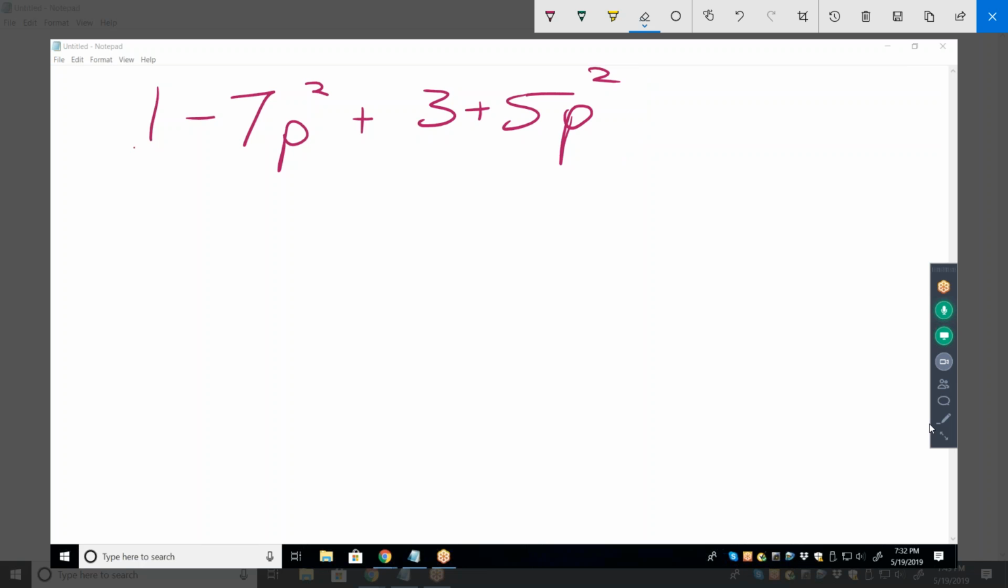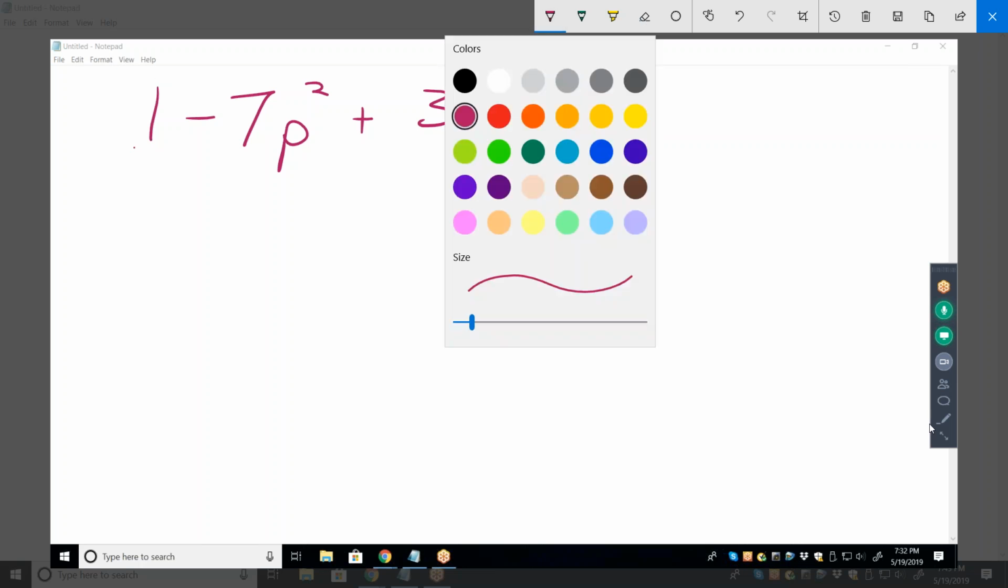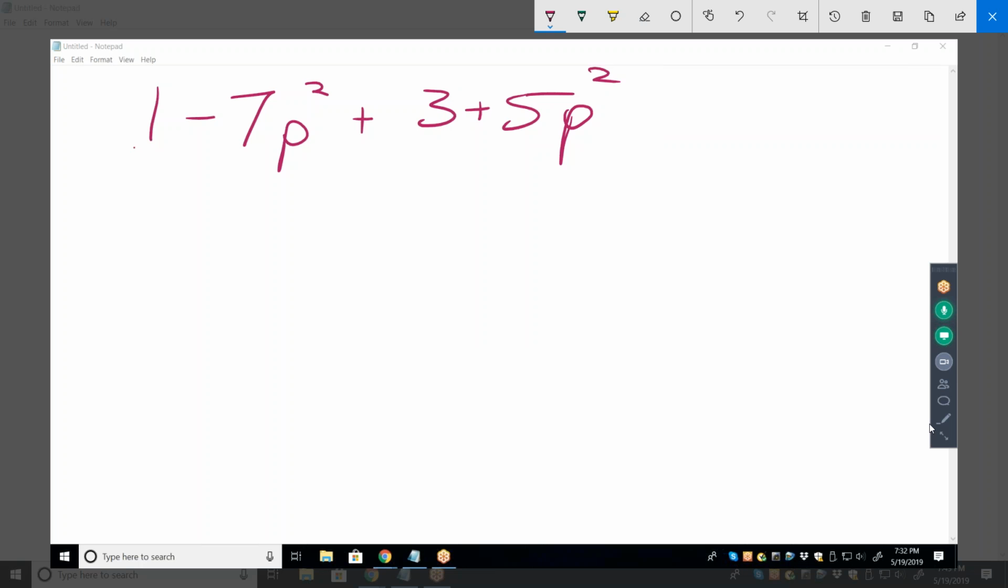Now, you have 4 terms in a polynomial. Combine like terms. Okay, so then it would be 12p to the 4th, right? Hold on. You're not multiplying, remember. It's not going to be p to the 4th. You are not multiplying p squared times p squared anywhere here. You're adding them. Or subtracting, however you want to treat this negative 7p squared.